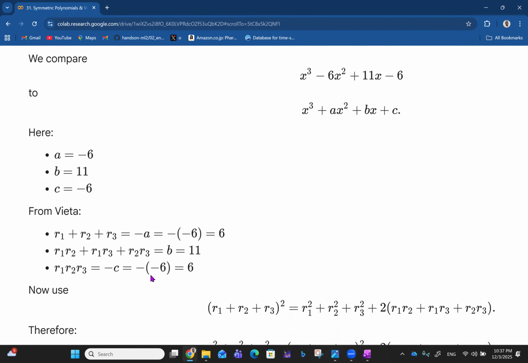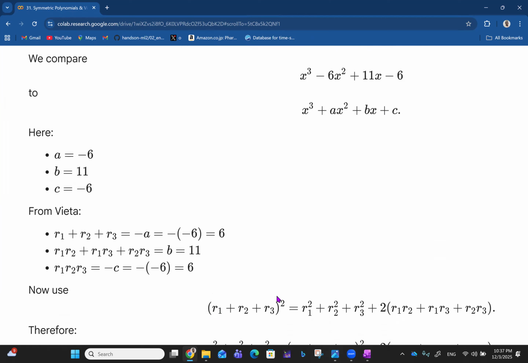So for the solution here, we compare x cubed minus 6x squared plus 11x minus 6 to x cubed plus ax squared plus bx plus c, just like what I did. So a is minus 6, b is 11, and c is minus 6. So for Vieta, okay, that's the American way to pronounce it, I believe, we have R1 plus R2 plus R3 is minus a, which is minus minus 6, and that is 6. Then R1 R2 plus R1 R3 plus R2 R3 is equal to b, which is 11. R1 R2 R3 will be minus c. That's minus minus 6, and that is 6.